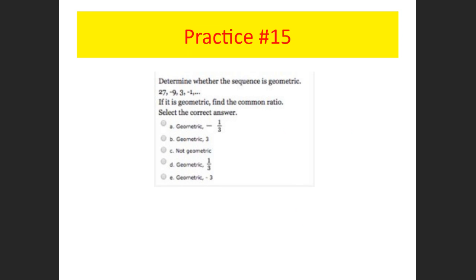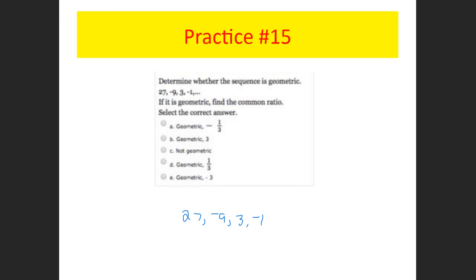Determine whether the sequence is geometric. So I've got 27. Oh, now it goes back and forth from negative to positive. -9, 3, -1. Again, it doesn't matter. Now, I know if it bounces back and forth from positive, negative to positive, negative, then my ratio has to be negative, because when you multiply a positive times a negative, you get a negative.